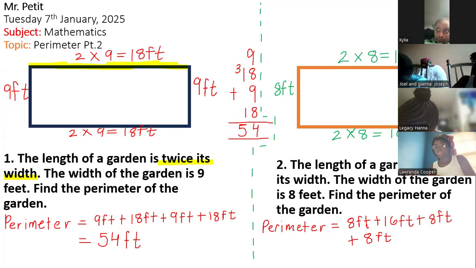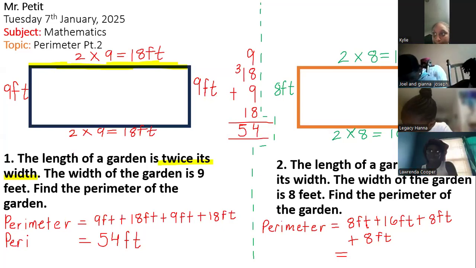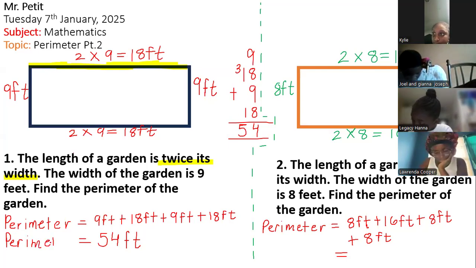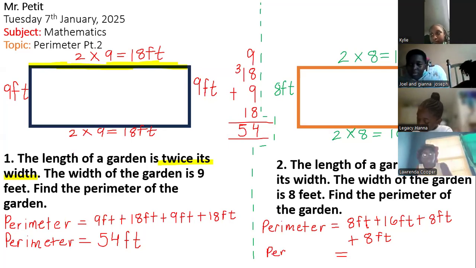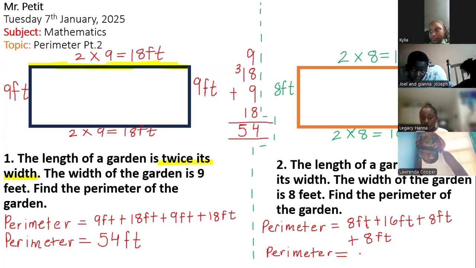So we have 8 feet, 16 feet, 8 feet, and 16 feet. So it's going to be equal to 48, right? So the perimeter, I'm supposed to write this down. The perimeter is equal to 48. So most persons got 48, except for, I think, 40.